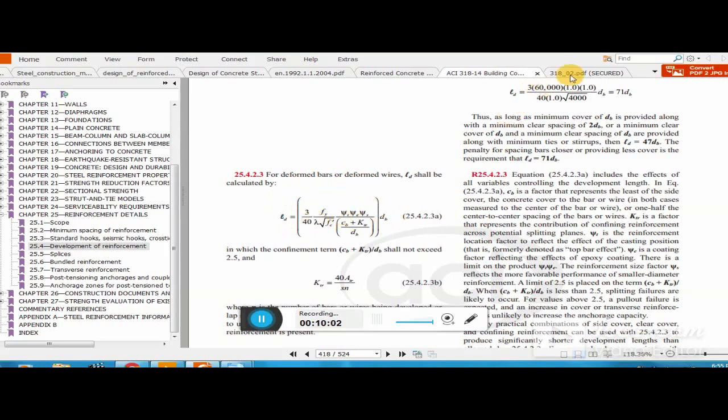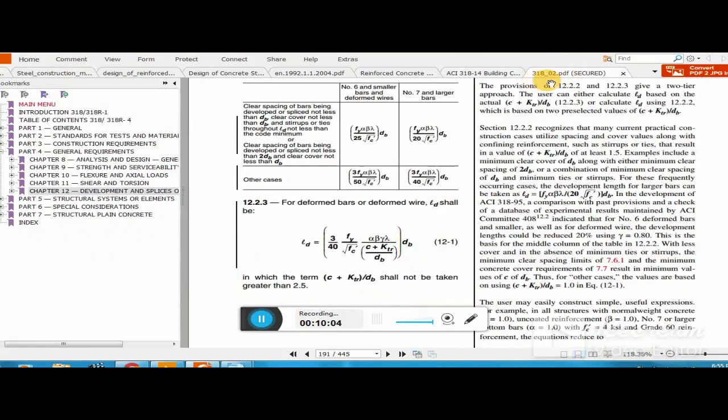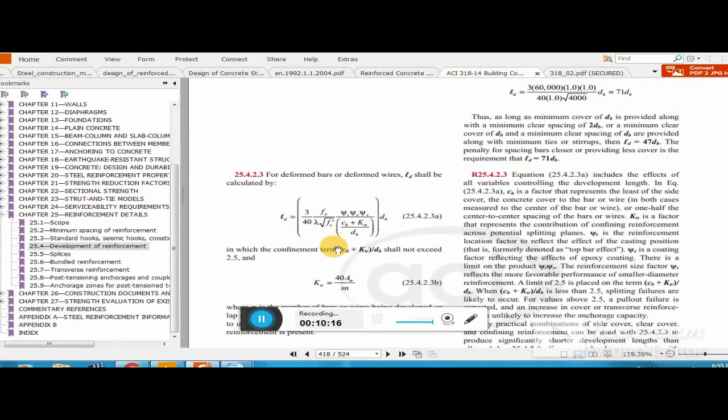If somebody uses ACI 318-02, that is the 2002 edition, here you see the development length, same formula, but here you see alpha, beta, gamma, and lambda factors. And in the newer one you see psi_t, psi_e, psi_s, and lambda just below here. So this is just a modification, all the factors are the same.